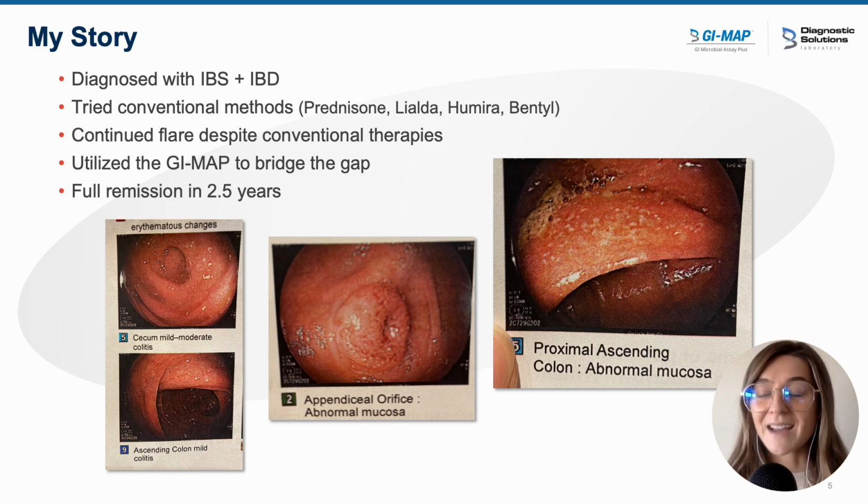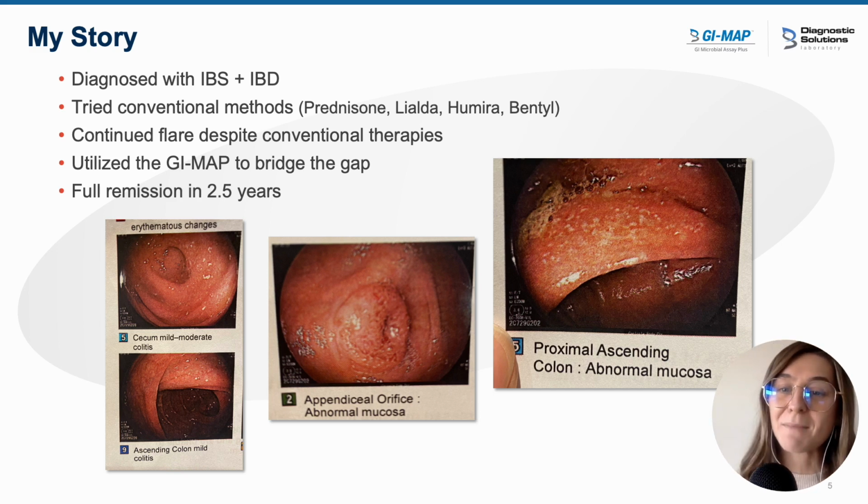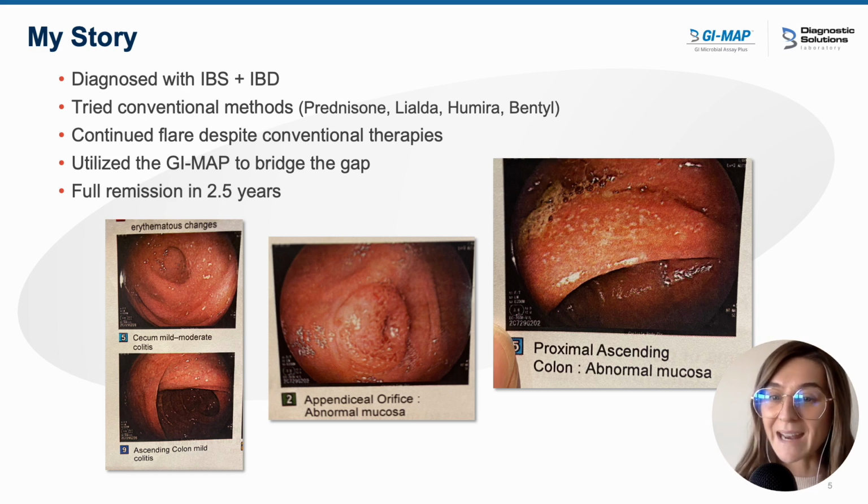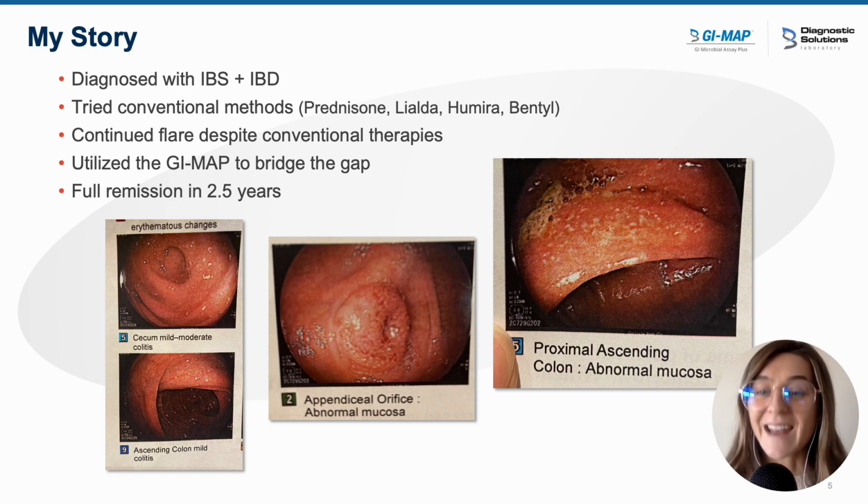Within 2.5 years of ordering that GI map and shifting my focus into a more individualized approach, I'm happy to say that I reached full remission, both symptomatic and endoscopically, naturally. And I have been in remission since that time. This is a beautiful personal example of how you can utilize a GI map to bridge the gap and to help someone truly heal and sustain healing long term.